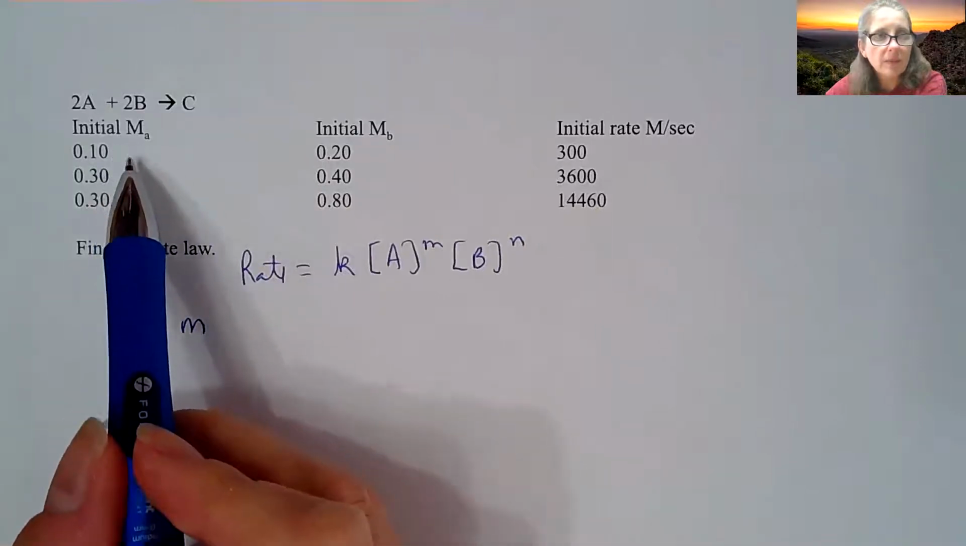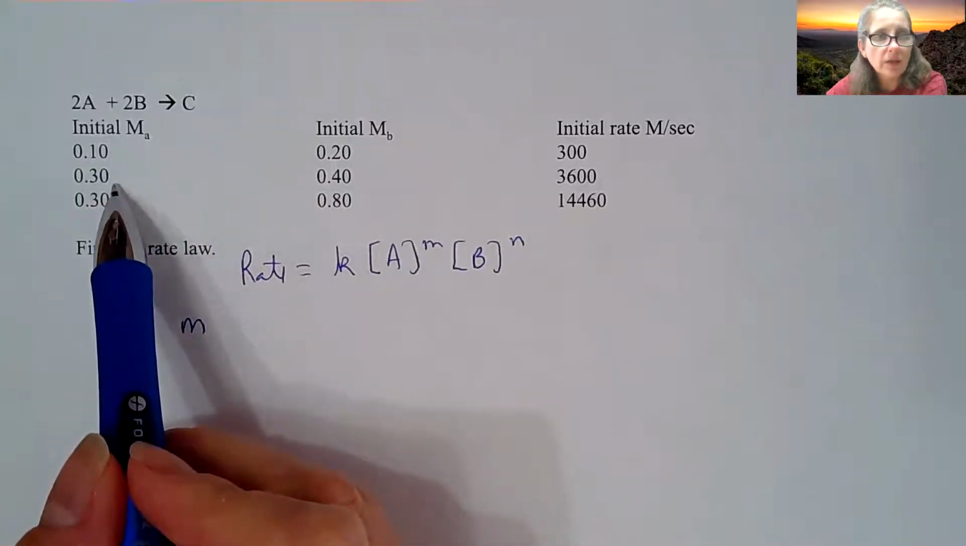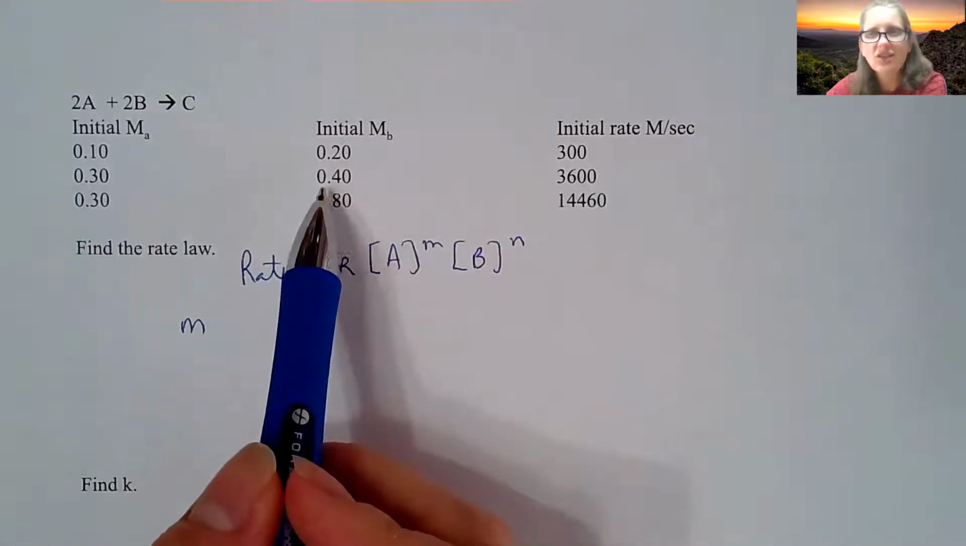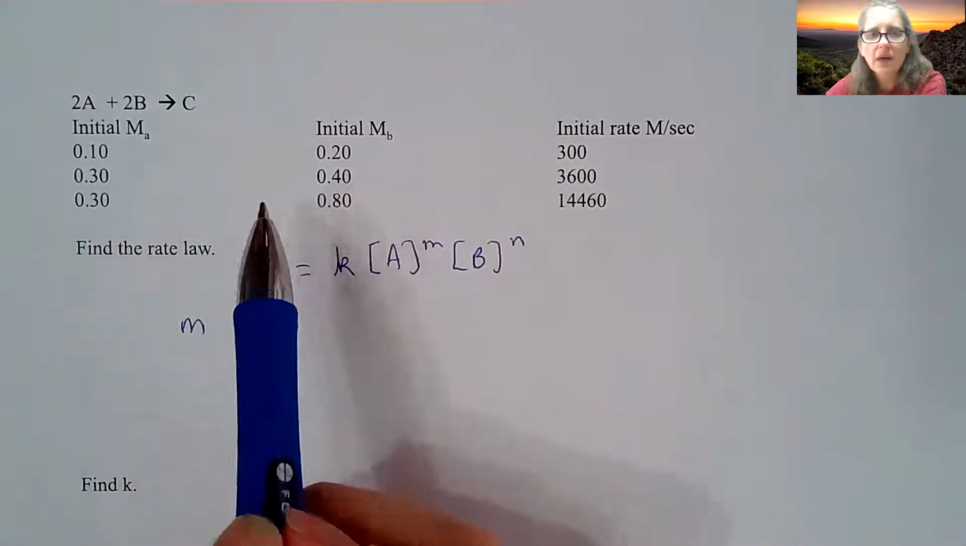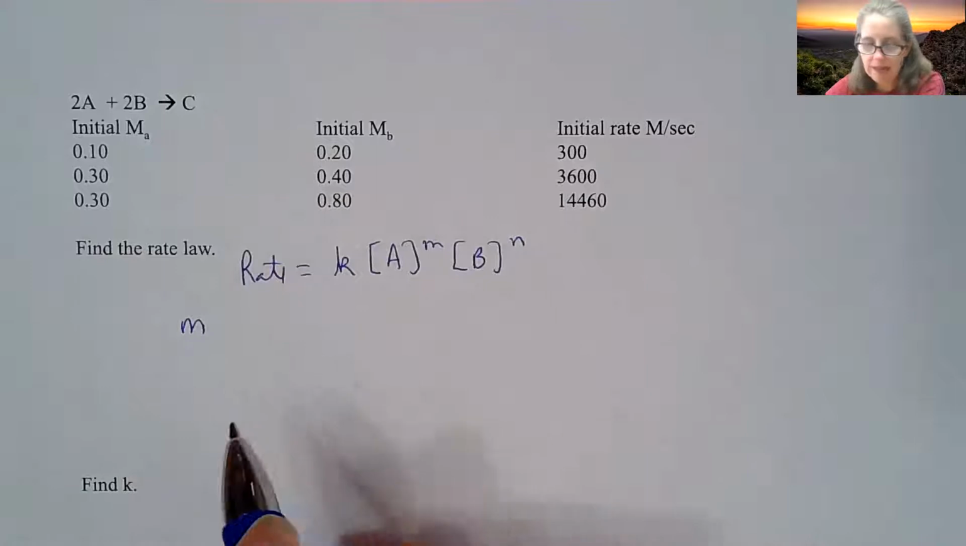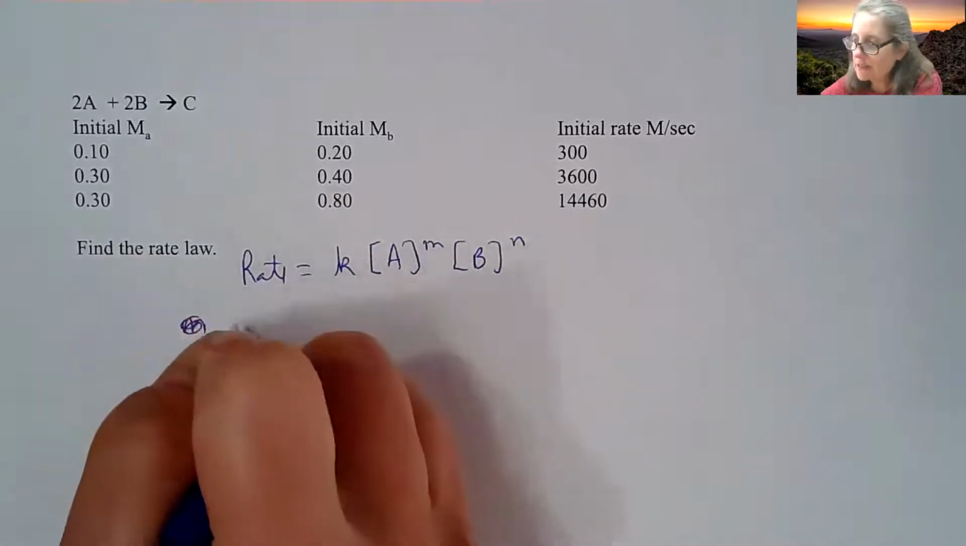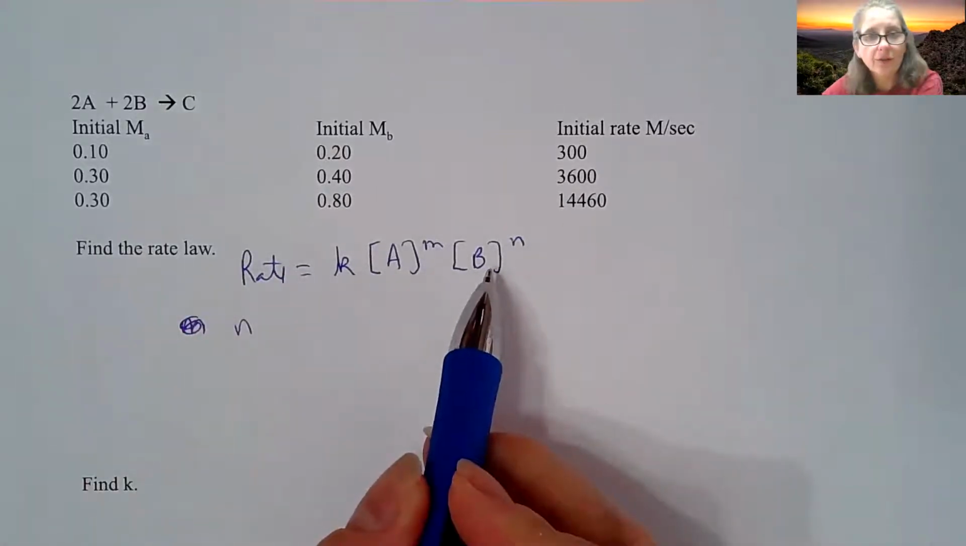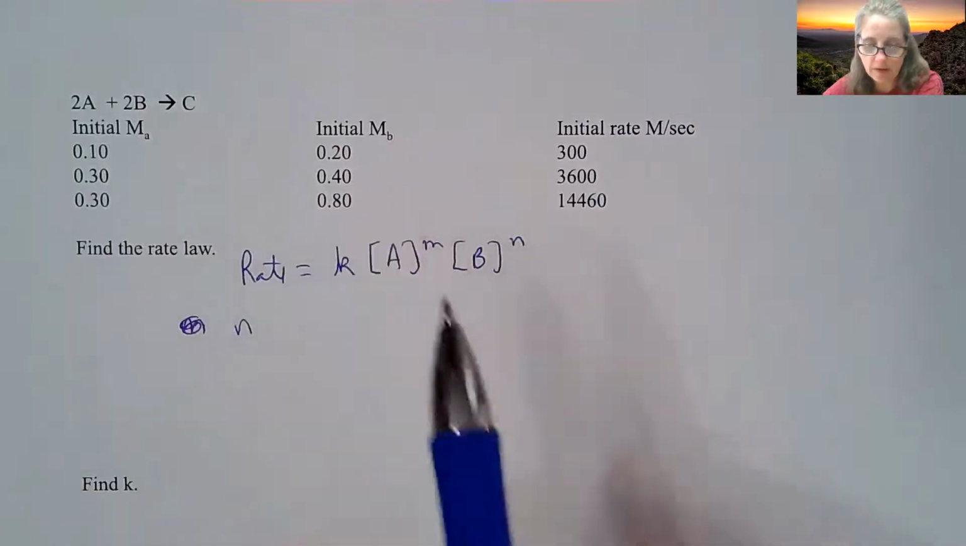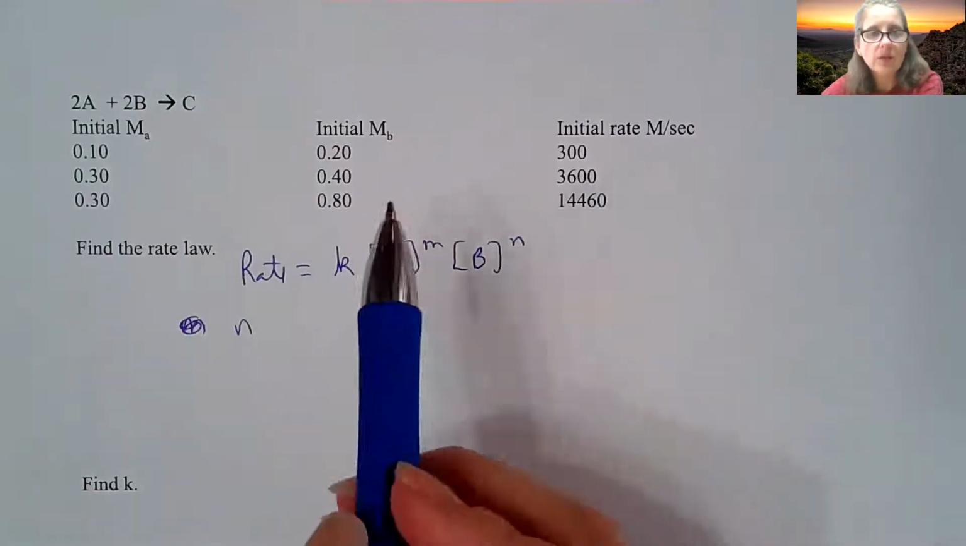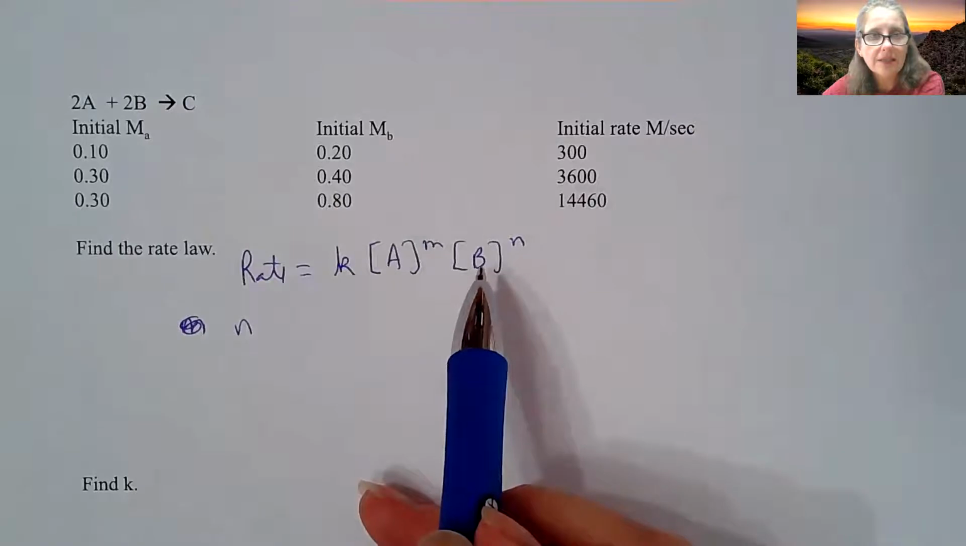Well, if I look at experiment 1 and 2, this is where A is changing, but B is changing as well. So if you have an instance like that, then maybe you need to look at the other reactant first, and then you could go and backtrack it. So I'll kind of show you how that works. So I'm going to look at B instead.